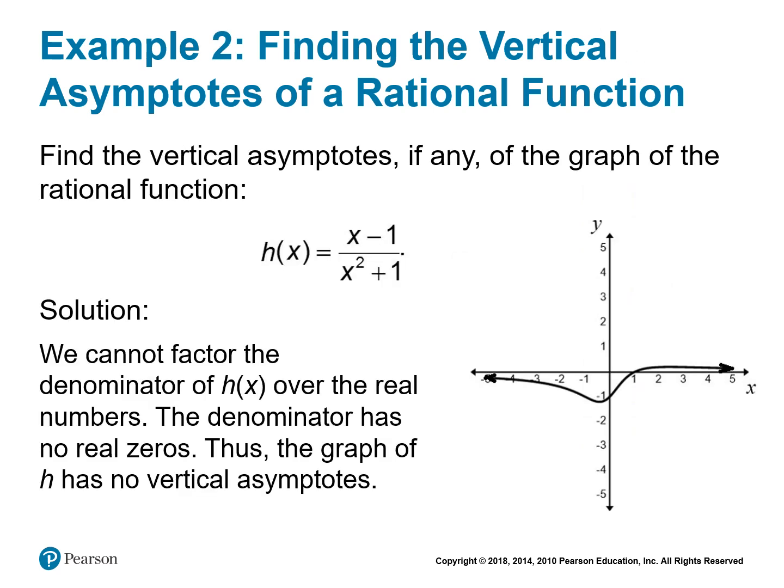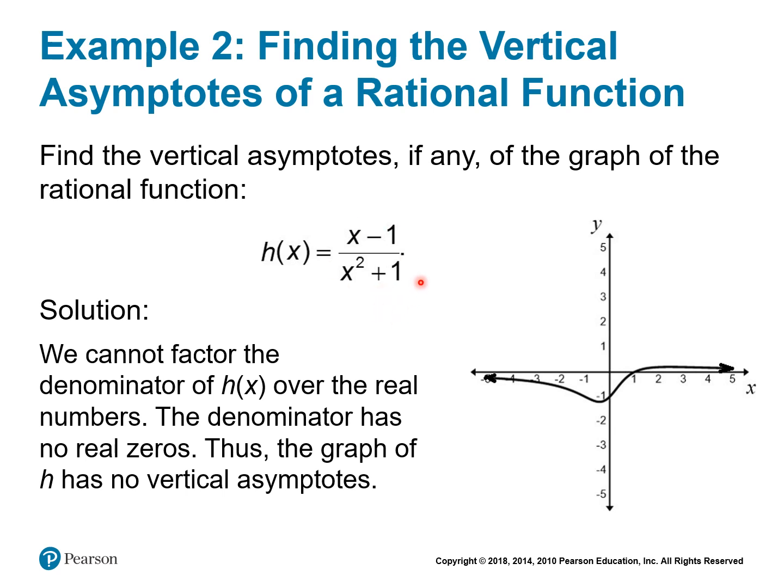Here is example 2 showing a different case of finding the vertical asymptote. So the function given to us is h of x equals x minus 1 divided by x squared plus 1. First we have to identify whether there are any common factors between the numerator and the denominator. X minus 1 cannot be factored further. X squared plus 1 is not factorable either. All right. So that immediately tells us that there are no common factors.